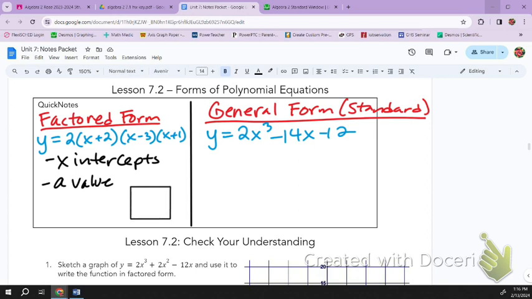Then we can quickly convert from our standard form to our factored form using a box. And then again, using a box that's a little bigger. And as our polynomials increase in degree, our boxes will increase too.